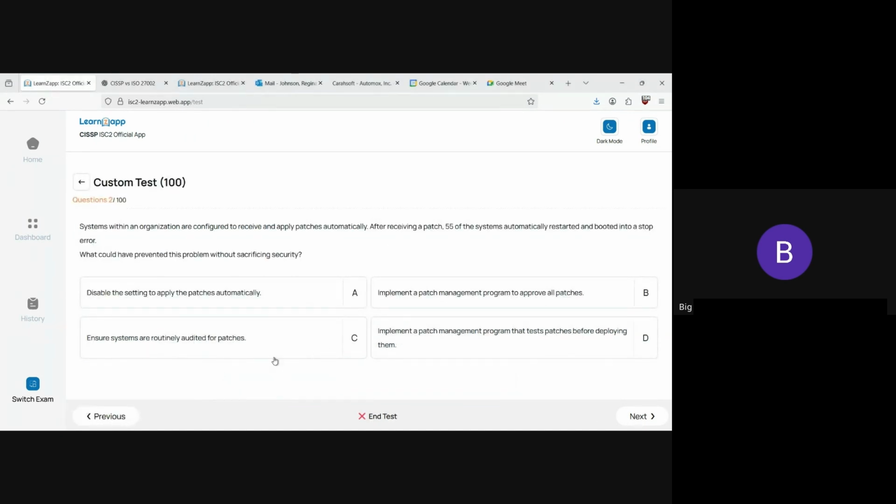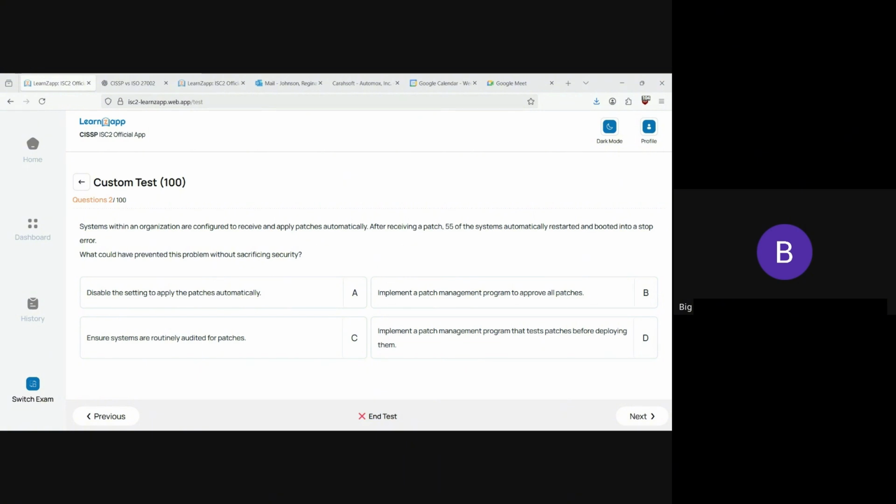Systems within an organization are configured to receive and apply patches automatically. After receiving a patch, 55 of the systems automatically restarted and booted into a stop error. What could have prevented this problem without sacrificing security?